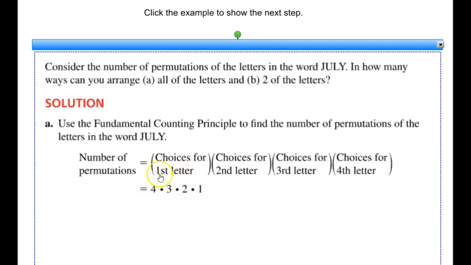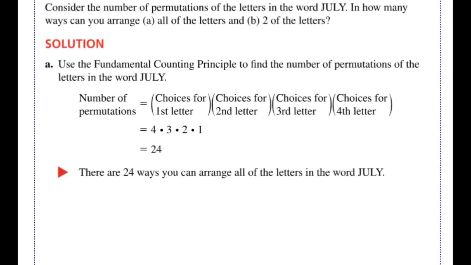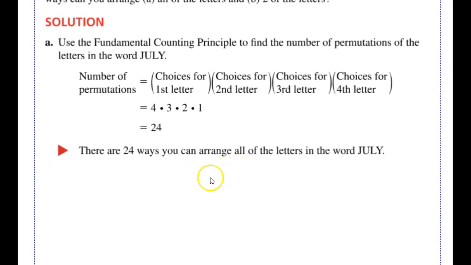So I'll see that I have 4 choices for my first letter because I can pick any one of those 4 letters. Then I only have 3 left. Then after I pick that second letter, I have 2 choices left, and then I have 1. So then I multiply all of these together and end up with my permutations of 24. So there are 24 different ways that I can arrange the letters in the word July.